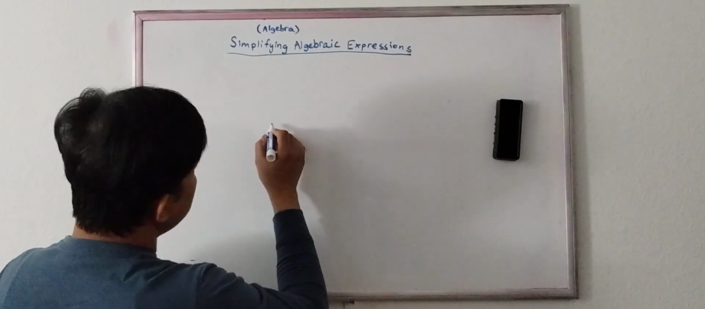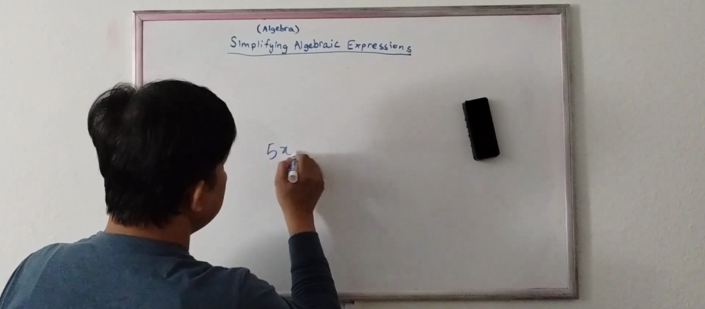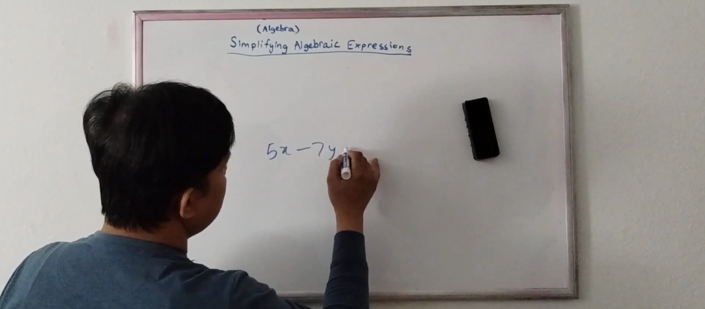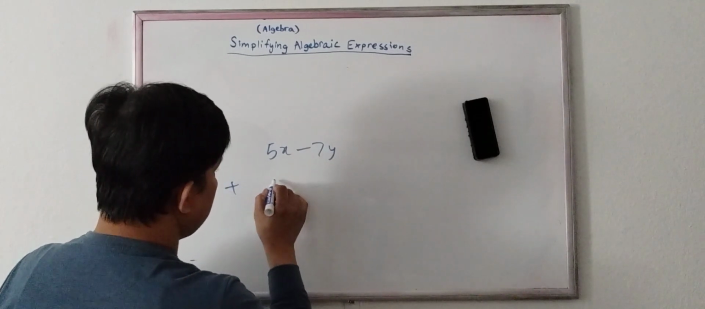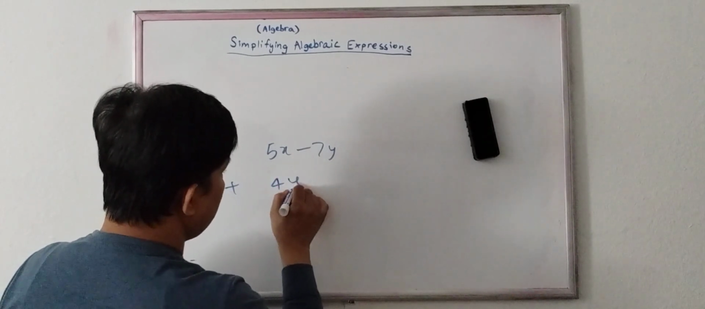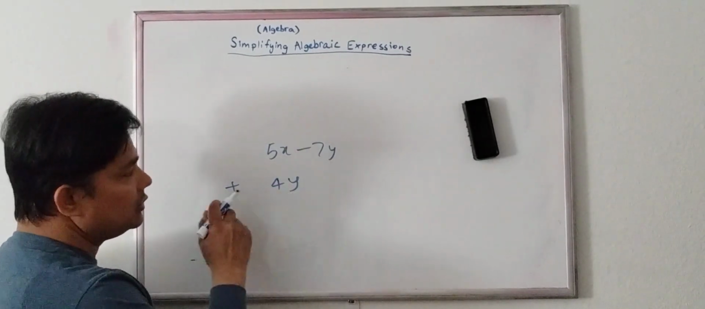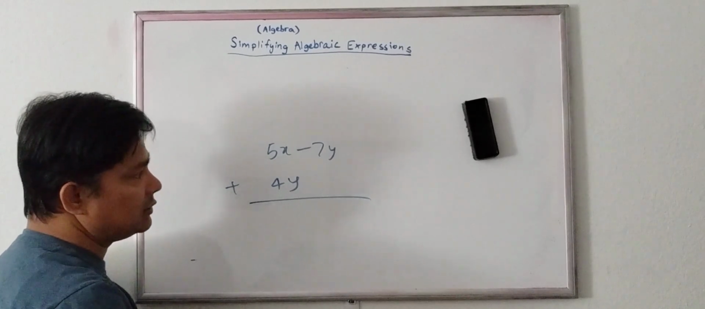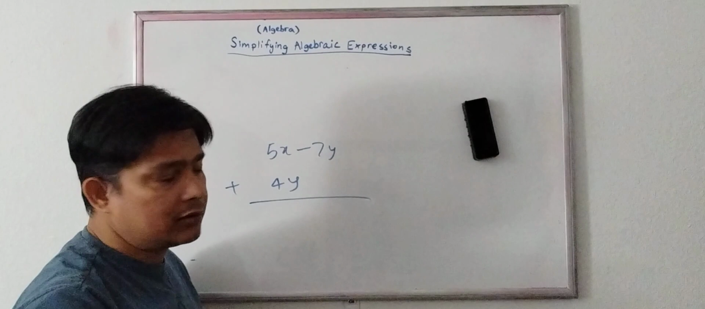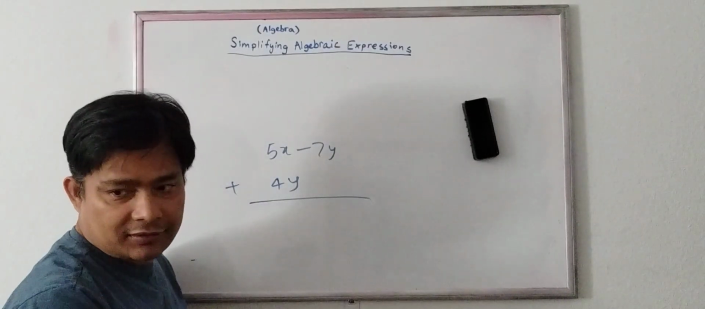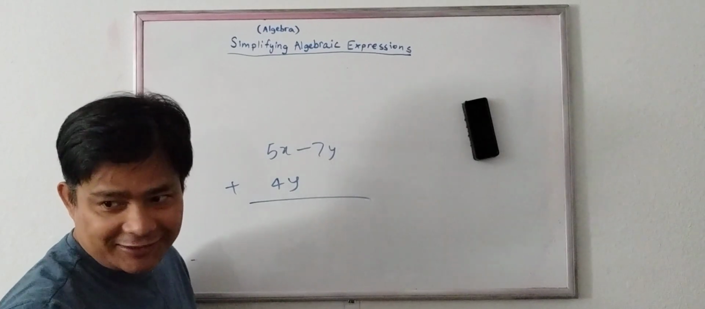Now let's say another thing. 5x minus 7y. If I say add it minus 4y, there is no x. The second expression does not have x, only y. So in that case, when x is not there, what do you have to do? If you multiply 0 to anything, that remains 0.